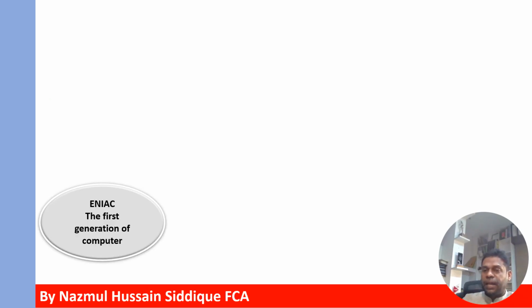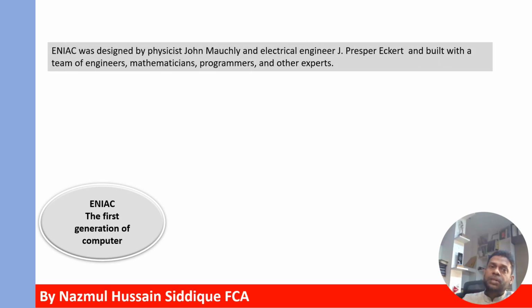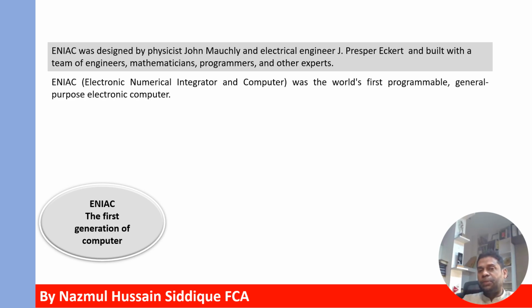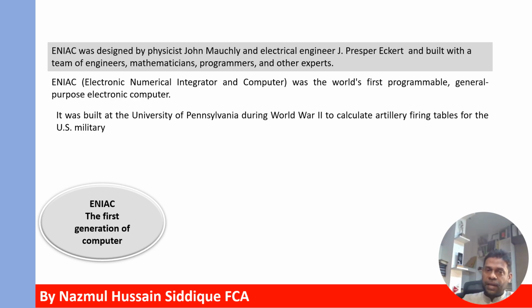Next milestone হচ্ছে ENIAC. ENIAC is the first generation of computer. Computer generation এর কথা consider করলে ENIAC কে বলা হয় first generation of computer. ENIAC was designed by physicist John Mauchly and electrical engineer J. Presper Eckert and built with a team of engineers, mathematicians, programmers, and other experts. ENIAC, electronic numerical integrator and computer, was the world's first programmable general-purpose electronic computer. It was built at the University of Pennsylvania during World War II to calculate artillery firing tables for the US military.